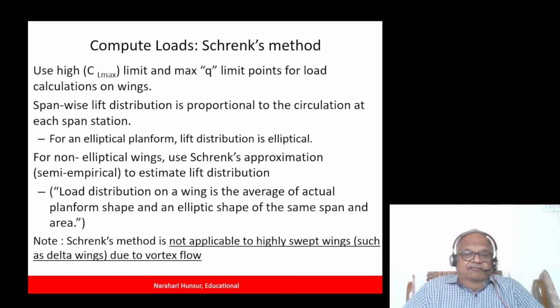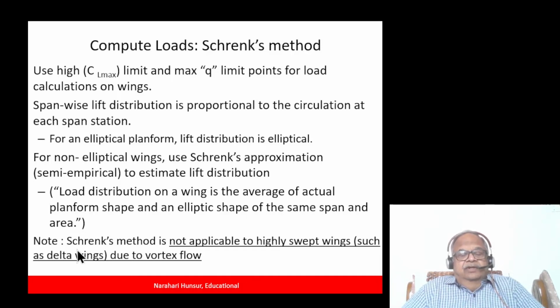For non-elliptical wings, Schrenk's approximation, a semi-empirical way to estimate the lift distribution, is used. The statement is that the load distribution on a wing is the average of the actual planform shape and the elliptical shape of the same span and area. This is the statement given by Schrenk's report.